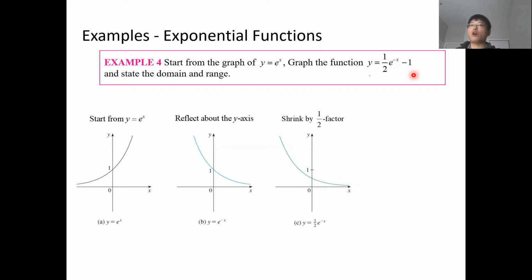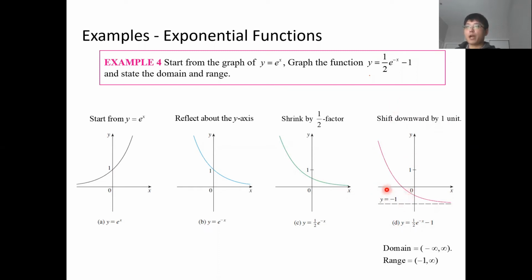Finally, to accommodate this minus 1, all you need to do is shift it downward by 1 unit. All right, so this is what you are getting, and this will be the graph of this function. From the graph, it's also very clear that the domain is everywhere and the range will be minus 1 to infinity, and minus 1 is not achieved. So these are the examples of graph operations.